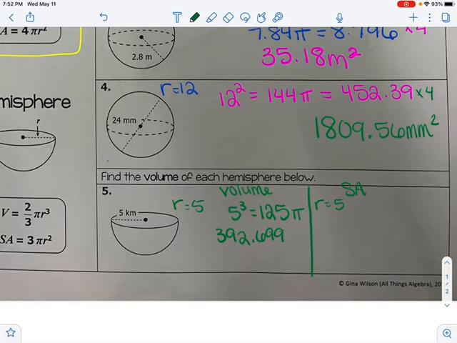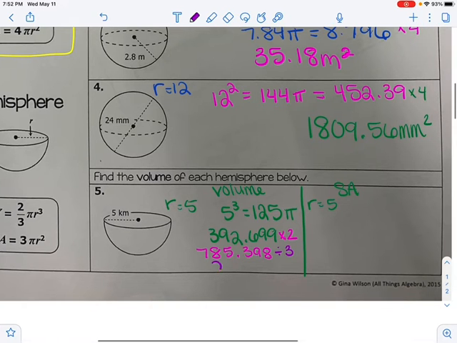Again, we have a fraction. Remember, top number means multiply, bottom means divide. So in this case, it is times by 2, which is 785.398. Last step, divide by 3, which is 261.8, or 799, but at this point we're going to 0.8 kilometers cubed.